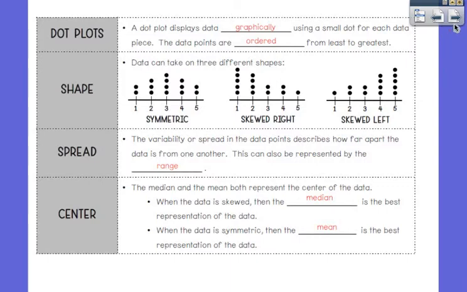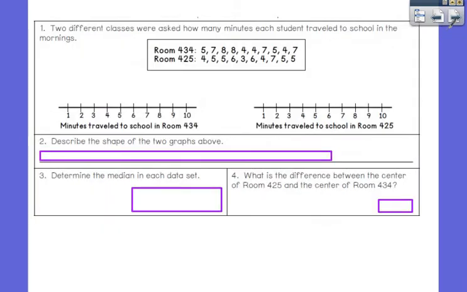Alright, so we're going to take a look more into some dot plots. Here I have two different classes. We're asked how many minutes each student traveled to school in the morning. This graph is for room 434, like my classroom, and then maybe room 425 is Mr. White's classroom. And this is how many minutes it took each student in the class to travel to school in the mornings. So I need to make a dot plot.